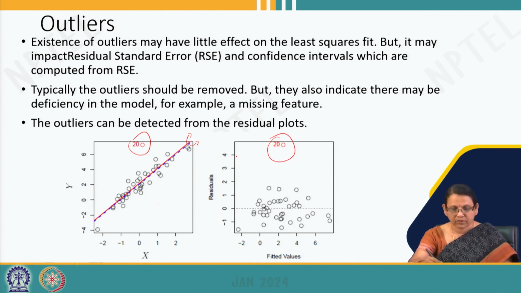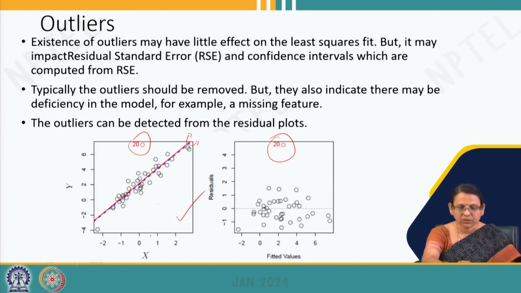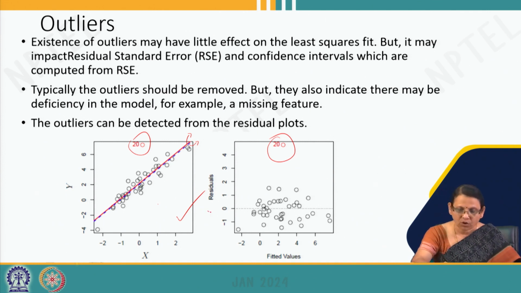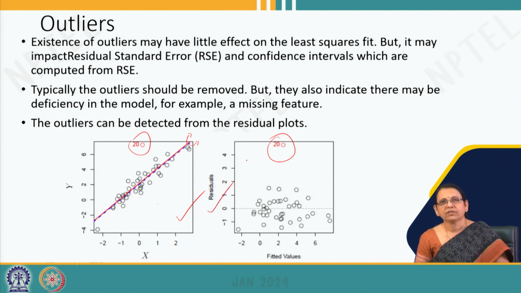Now, the issue here is that you have only one variable, so you can visualize the outlier. But in a multivariate setting, residuals are the one thing through which you will be able to determine the outlier.